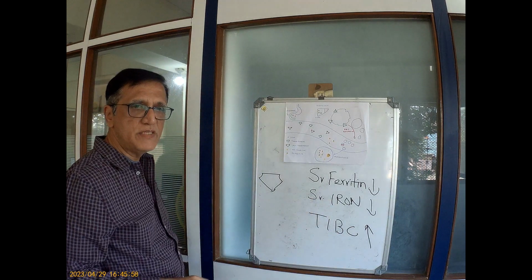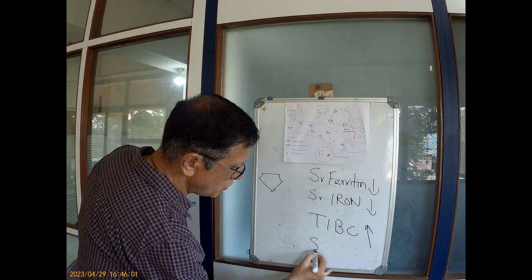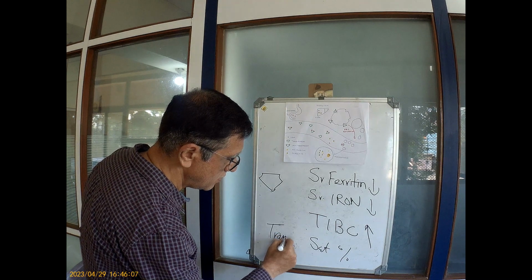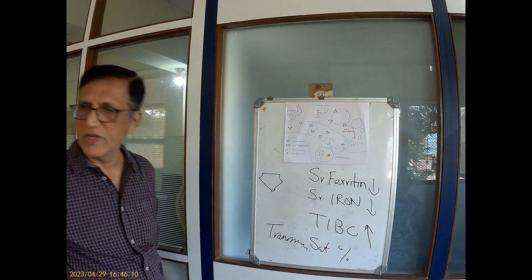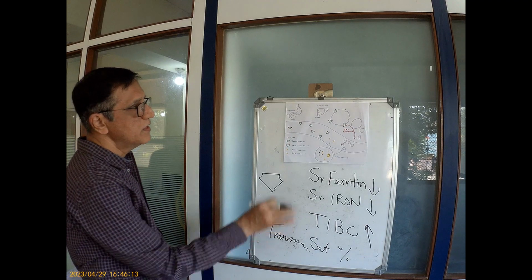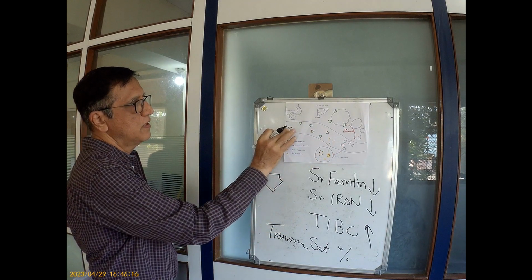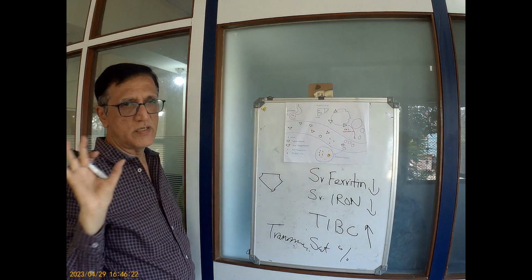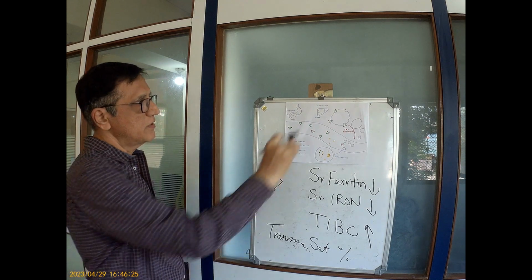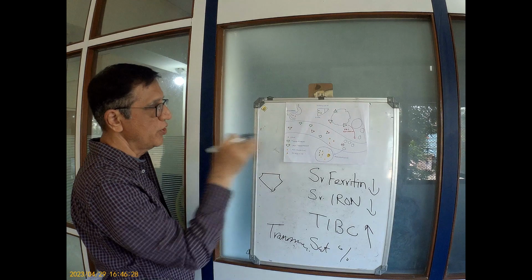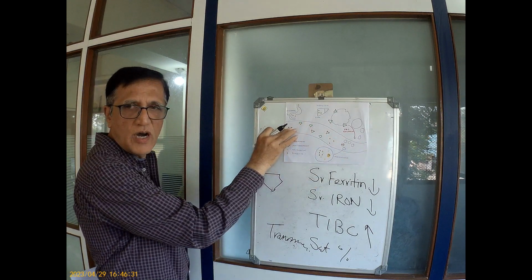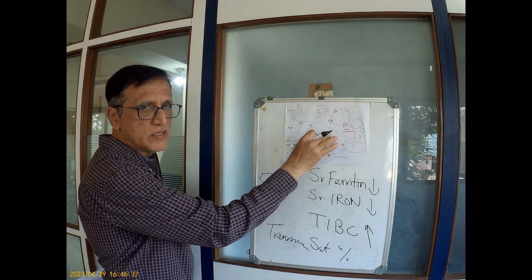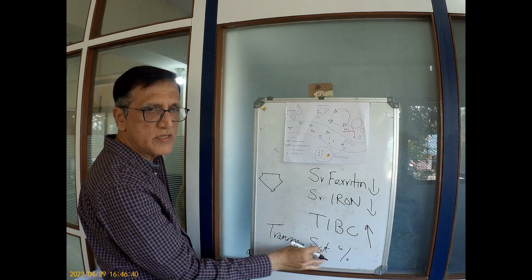And now when you're talking of TIBC, there's something called transferrin saturation percentage. Here, in normal times, it is one third bound. If there are 9 molecules of transferrin over here, only 3 are carrying iron. So how much is the saturation? One third, 33%. Normally it is 33% saturation.